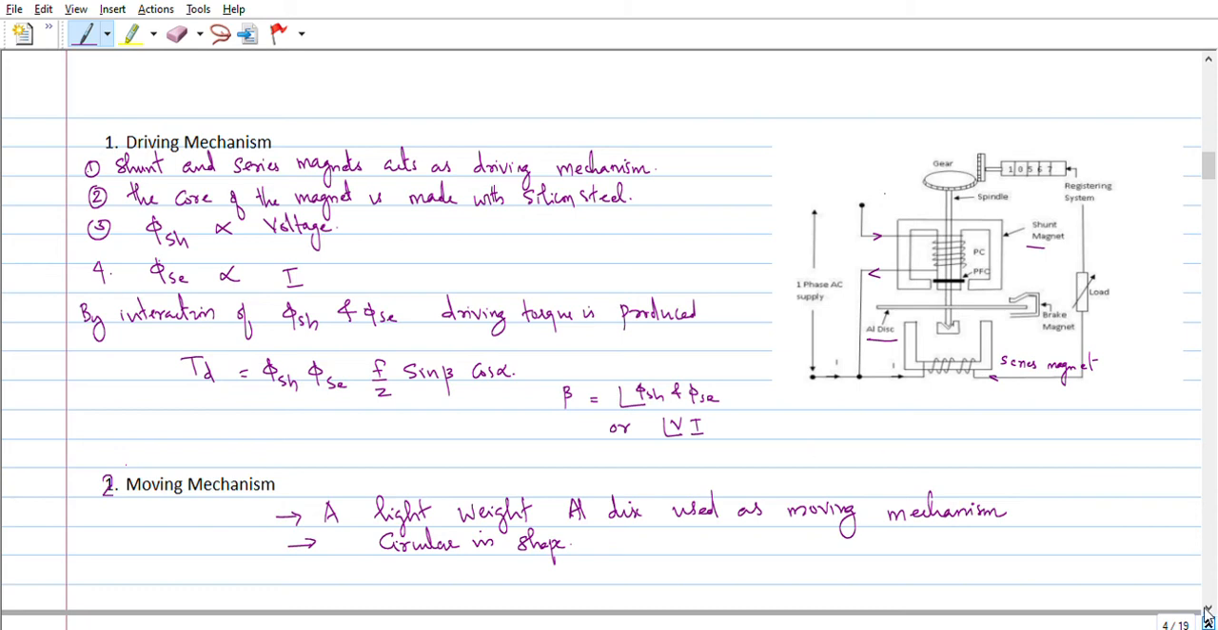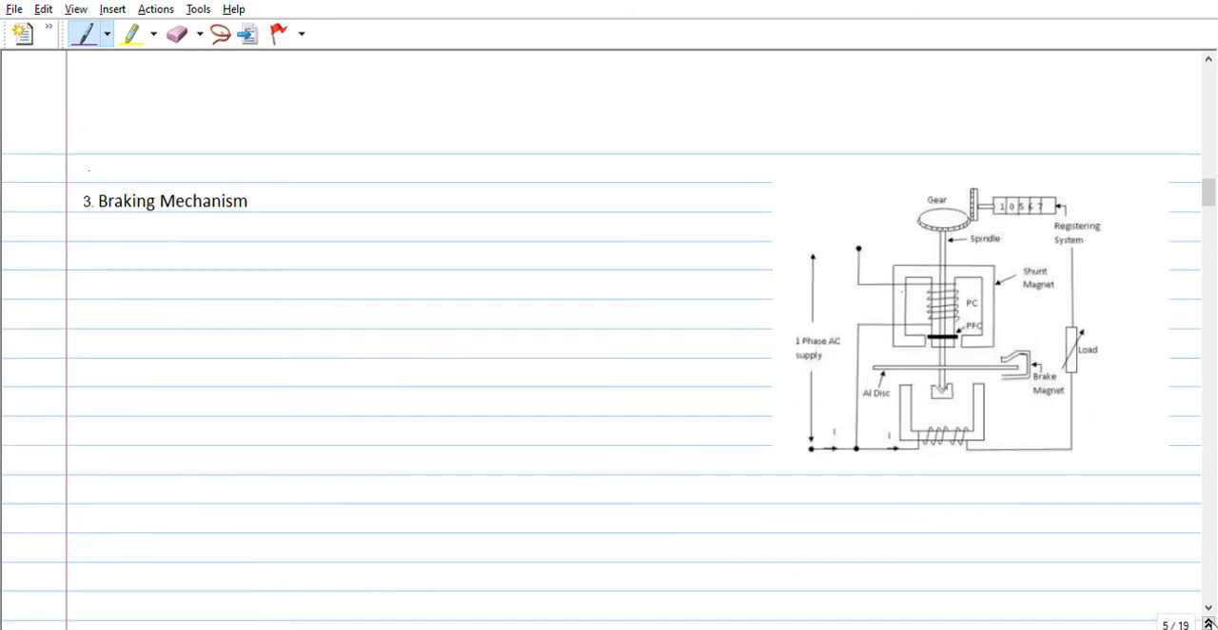Next we are going to discuss the braking system.